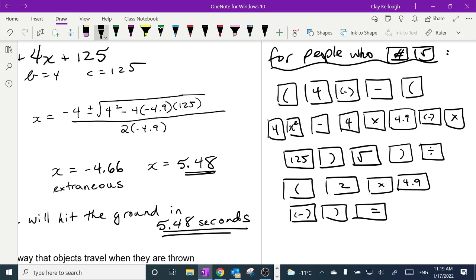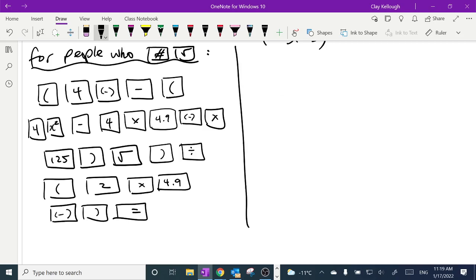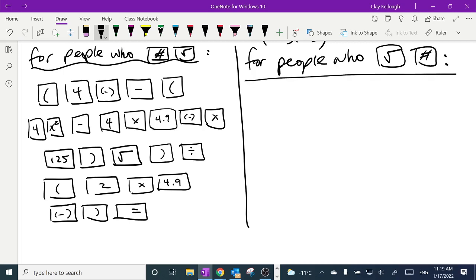Now, person shaking their head at me, is this your kind of calculator? No, you don't have this kind of calculator. When you want to square root a number, what do you do first? You hit the square root button first, right? Okay, so for people who have a square root button and then a number, yours will look like this.